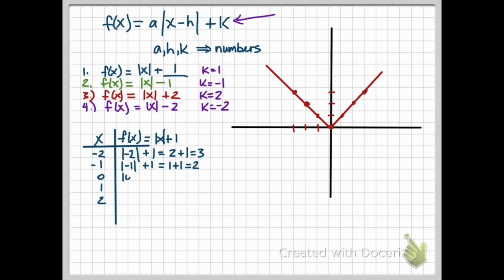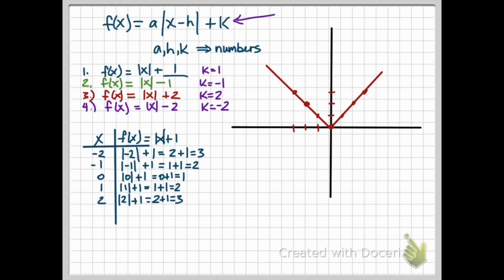Then we're going to have absolute value of 0 plus 1. So this is just 0 plus 1, so that's 1. Now we're going to have absolute value of 1 plus 1. Well, the absolute value of positive 1 is just a positive 1. So now we have 1 plus 1, so that's 2. And then finally we have absolute value of positive 2 plus 1. So that's going to be 2 plus 1, so that's a 3.